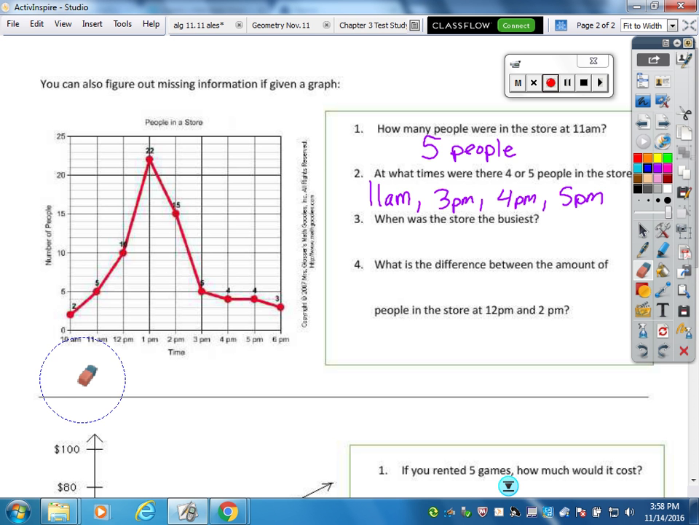It says, when was the store the busiest? So the busiest would have the most people in it. So I need it the highest on my number of people, which would have been 22 people at 1 p.m.